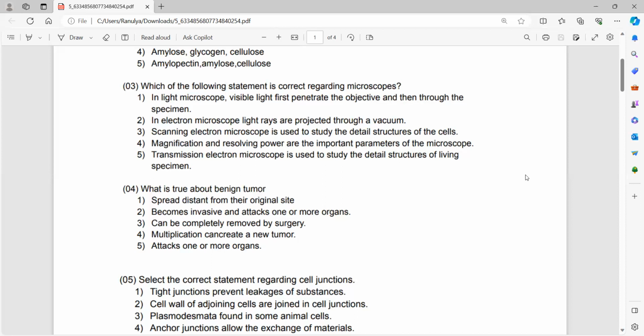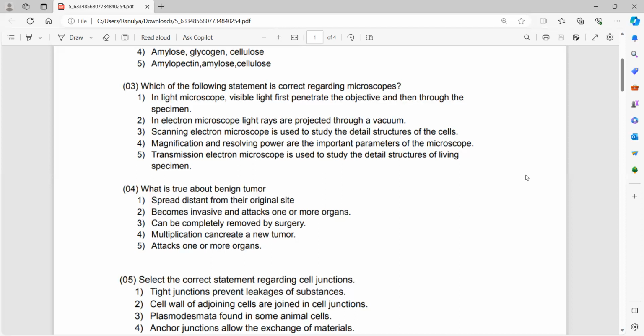Magnification means the ratio of an object's image size to its actual size, right? So usually, if we take the light microscope, magnification is 1,000 times the actual size of the specimen. And resolving power is the minimum distance between 2 points that can be distinguished as separate points. It is a measure of clarity of an image. But this magnification is limited due to the resolution, right?